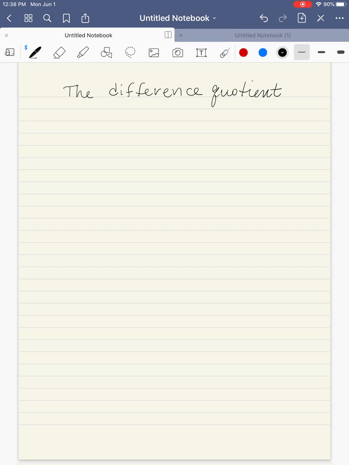In our last couple of videos, we looked at some function operations. We looked at addition, subtraction, multiplication, and division, and then we looked at composition of functions. In this video, we're going to look at an application of operations on functions, specifically subtraction and division.